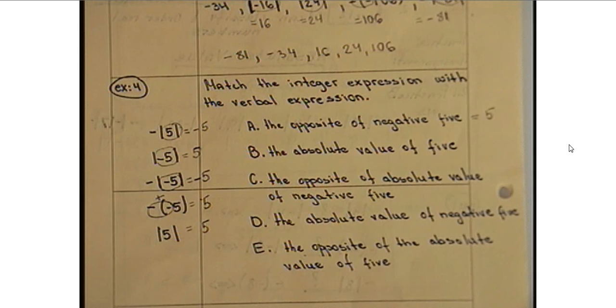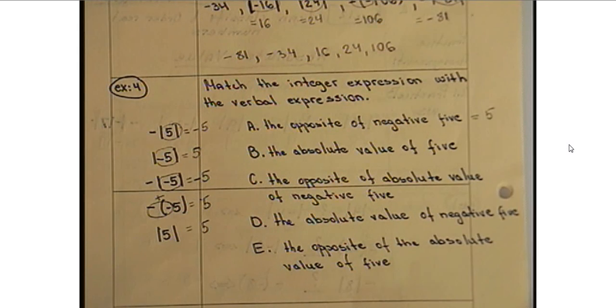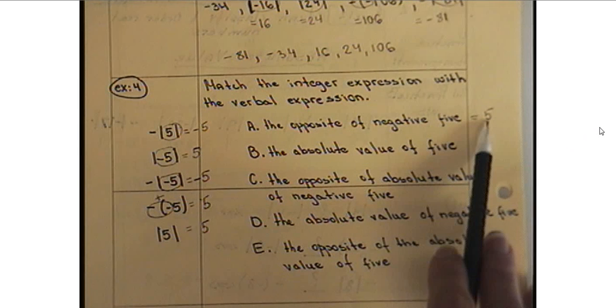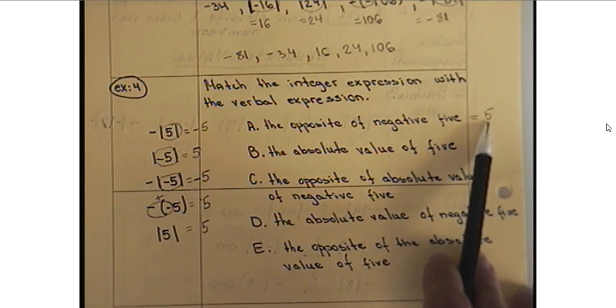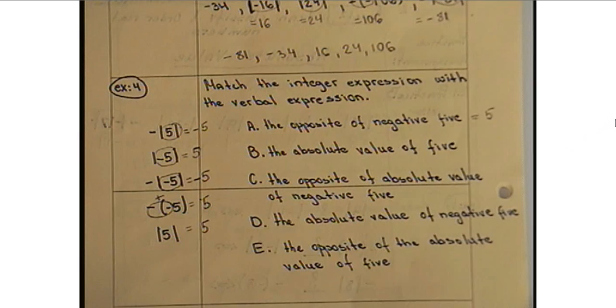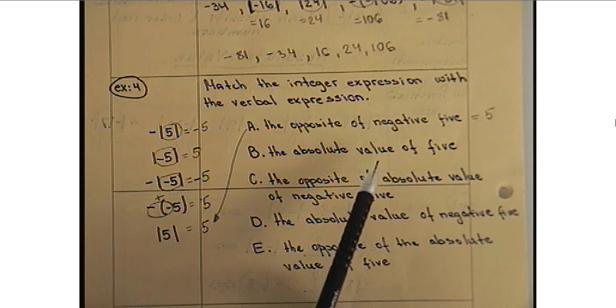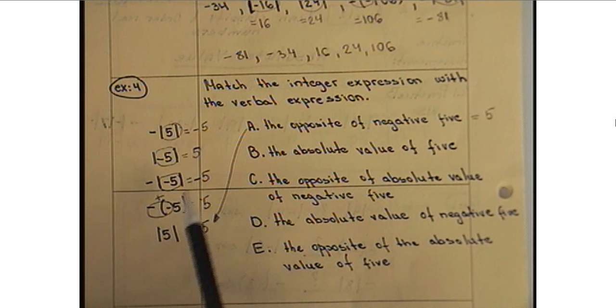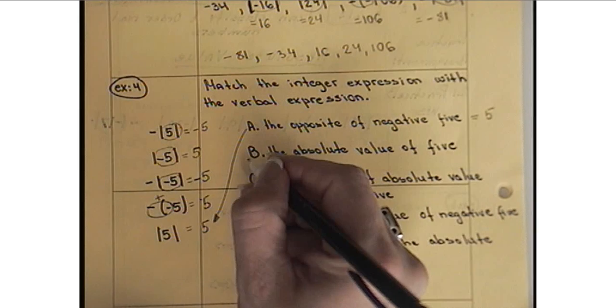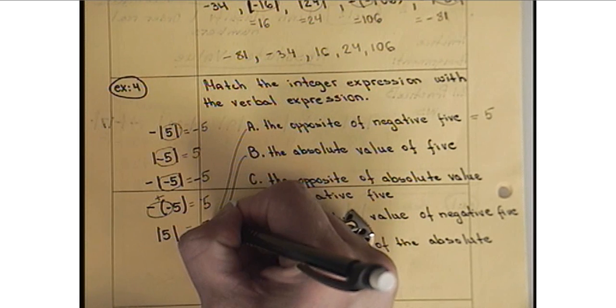So what we're going to do, we will match those answers. The opposite of negative 5 is positive 5. So you can definitely try and connect those, maybe those two together. Let's do that. The absolute value of 5. Which one of those is absolute value of 5? Well, the absolute value of 5 is also this one.